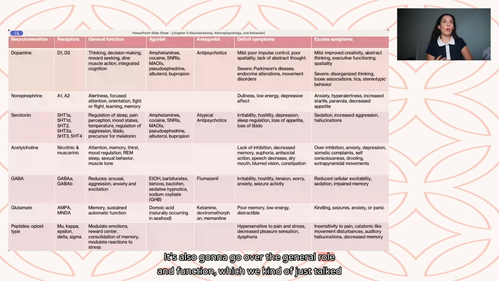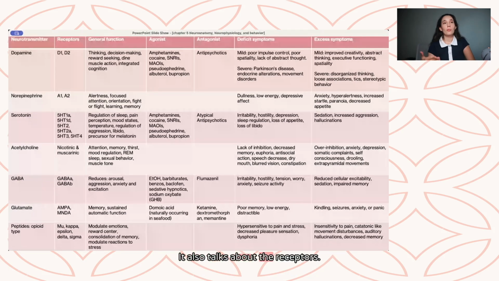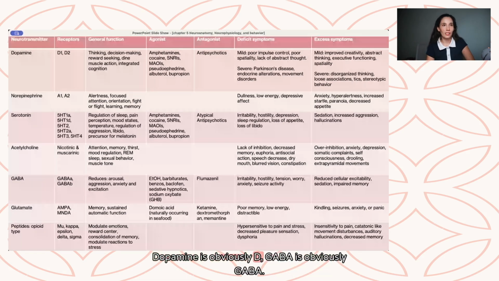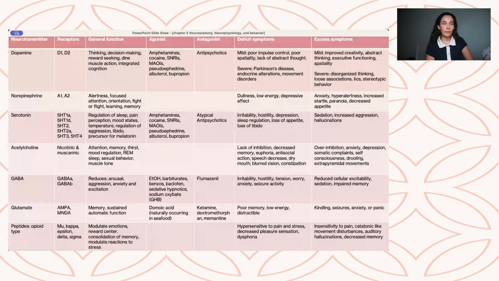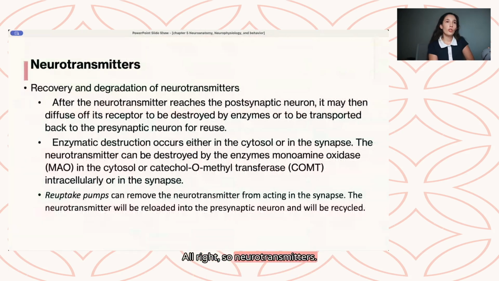So that would be an agonist. It's also going to go over the general role and function, which we kind of just talked about, and then the symptoms that you will see if it's in a deficit or excessive. It also talks about the receptors. You don't need to worry too much about this. I would definitely know that serotonin is the 5-HT, and then there's a bunch of different ones. Dopamine's obviously D, GABA is obviously GABA. Know that opioids work on the mu. But besides that, you don't really need to memorize all of those. This is a good sheet that you could study from if you need to too. All right, so neurotransmitters.